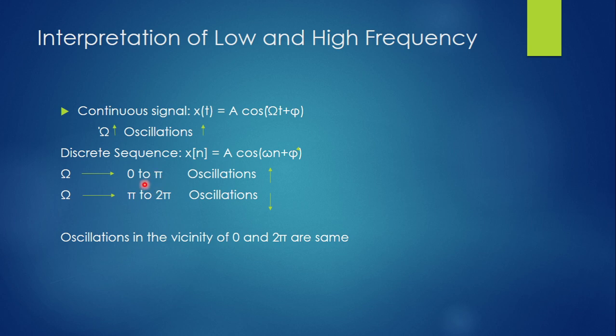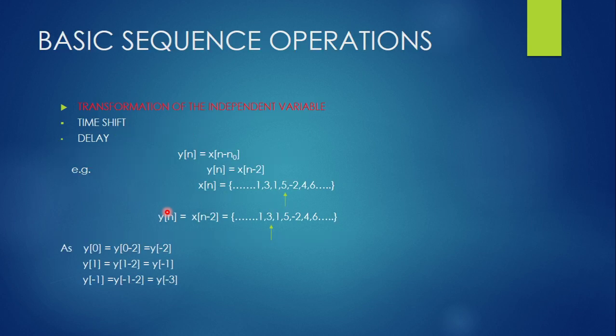Similarly, the maximum oscillations can be at 3 pi, 5 pi, 7 pi. Minimum oscillations at 0, 2 pi, 4 pi, 6 pi and so on. So that is the difference between the concept of low frequency and high frequency in the case of the continuous signal and in the discrete signal.